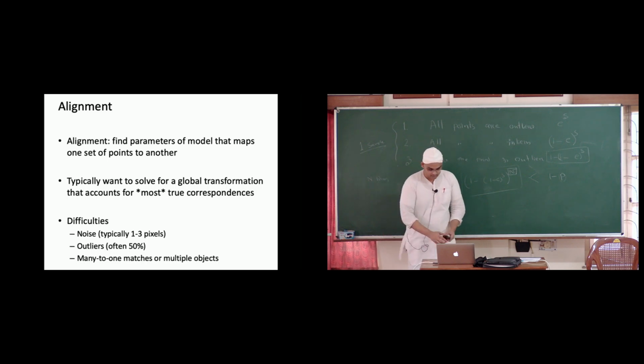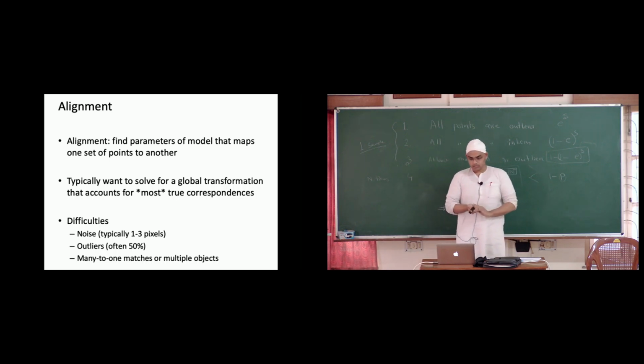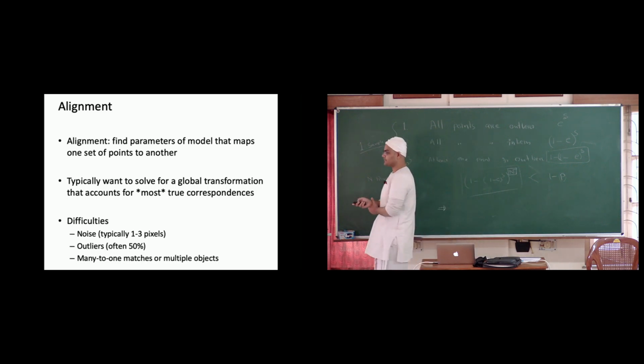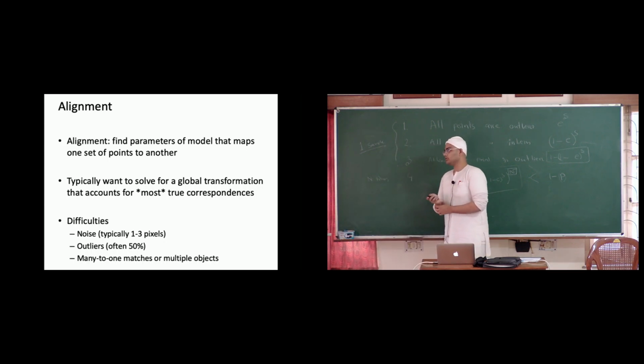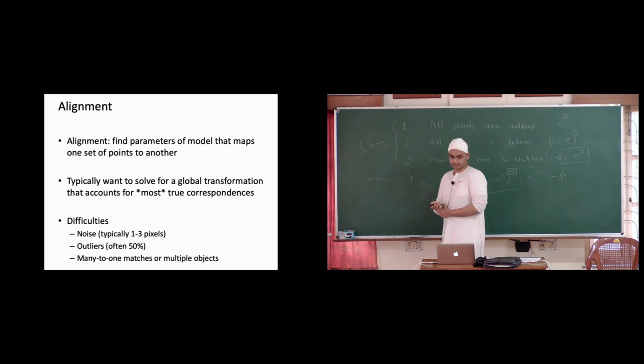Okay, so now all we want right now is a global transformation. What is a global transformation? The matrix. Right now it is all about the matrix, the transform matrix. And we will see how the transformation matrix looks, which is why we showed you the very first part. The difficulty is that noise is typically 1 to 3 pixels, which is small. Outliers are often high, and if they are high, the problem becomes hard. There are also many-to-one matches or multiple objects; I need to detect multiple objects.